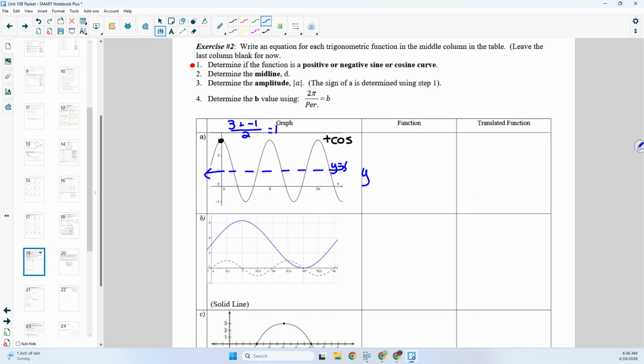So far, and I could use any function notation to say what to use, I have a positive cosine graph. I'm not going to write a plus sign. I need something in here. My midline, I know, is my d value, so I'm going to write a plus on there.